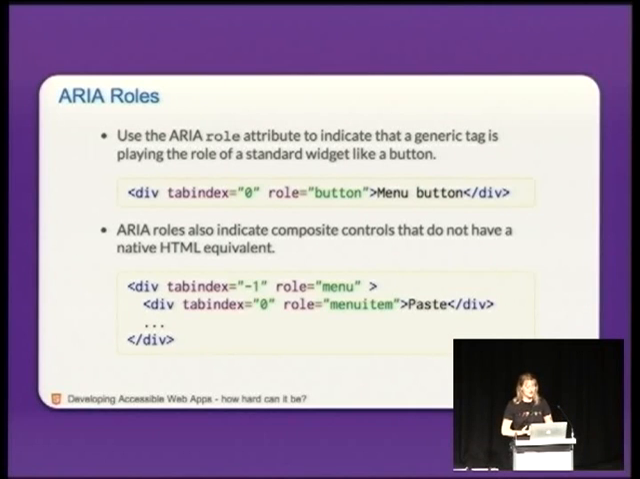So for roles, we use the ARIA role attribute to indicate that a generic tag is playing the role of a standard widget. In this case, it's a button. I've got this example on the next page. I also want to point out there are other roles than button. There is the role of menu, menu item, and many others. So when you develop a custom interactive element, go through your ARIA roles and pick one that will react in roughly the right way for what you're trying to do.